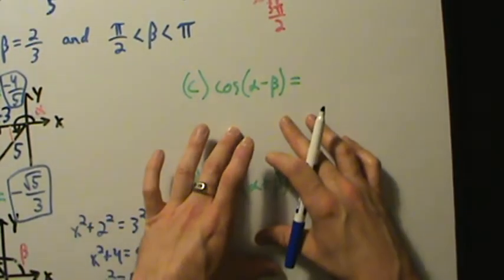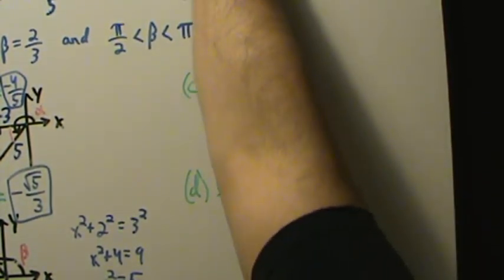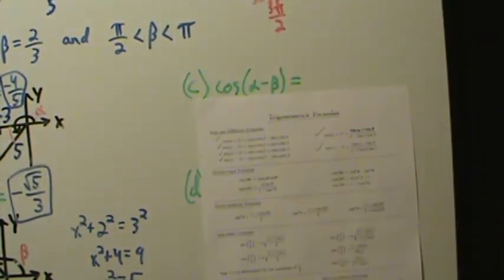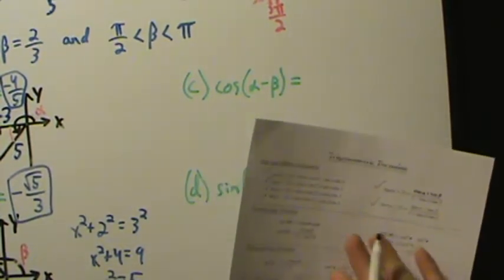And this is pretty much just straight up plugging numbers that we already have into a formula. Okay. So cosine of alpha minus beta, what's that going to be? If we don't have that memorized, we can pull out our formula sheet. And if you want a copy of this, you can check the video description. There's a link in there. Click that link to get a copy of this.